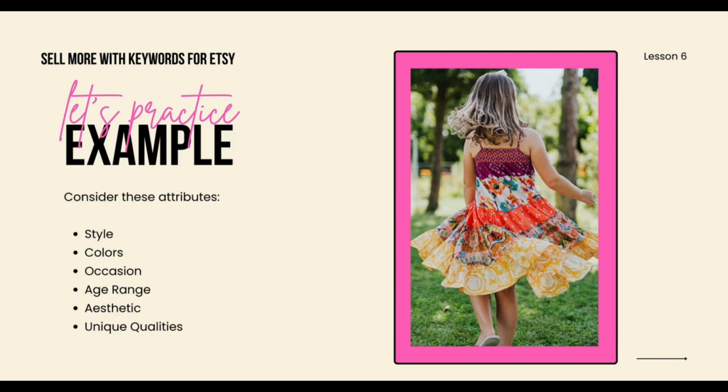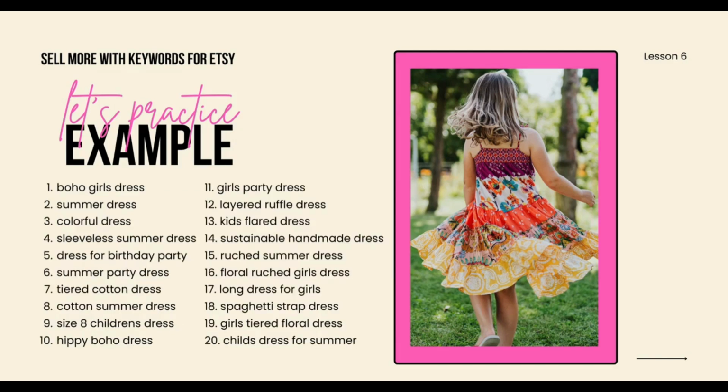Let's consider this item and its attributes. These will give us a starting point for keyword research. Consider the style, colors, occasion, age range, aesthetic, and any unique qualities the item might have. Using all the methods we've discussed in this course, I pulled together this list of keywords.